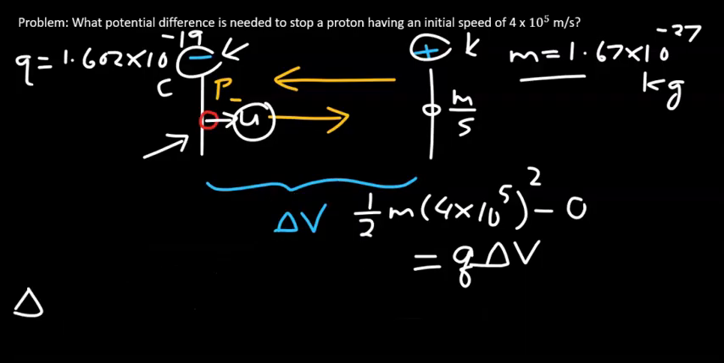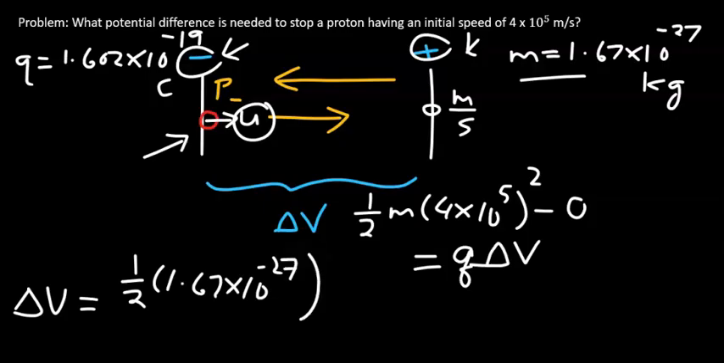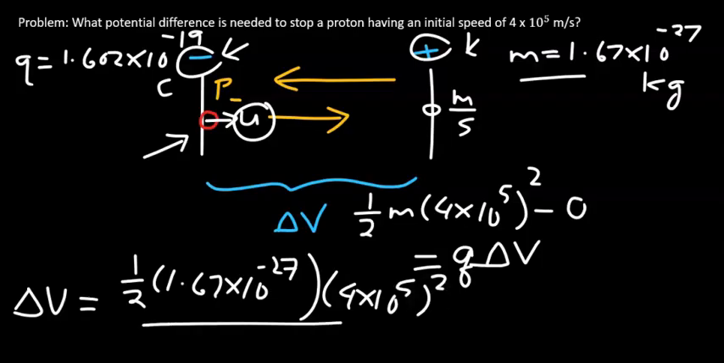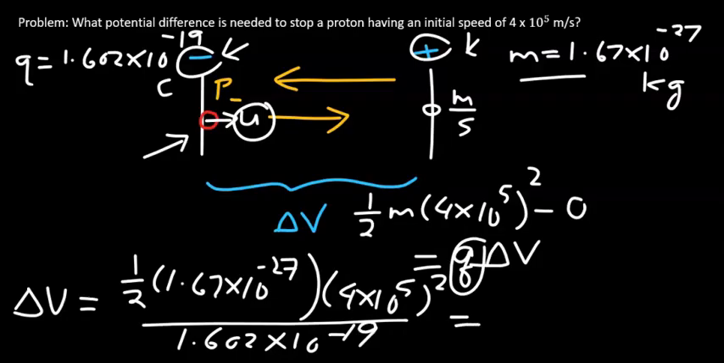Putting in all the numbers, we can compute delta V. It is quite simply half times the mass of the proton, which is 1.67 times 10 to the power minus 27, times the square of the speed, 4 times 10 to the power 5 squared, divided by the charge of the proton, which is 1.602 times 10 to the power minus 19 coulomb. And that's going to give you 834 volts. And that's the answer.